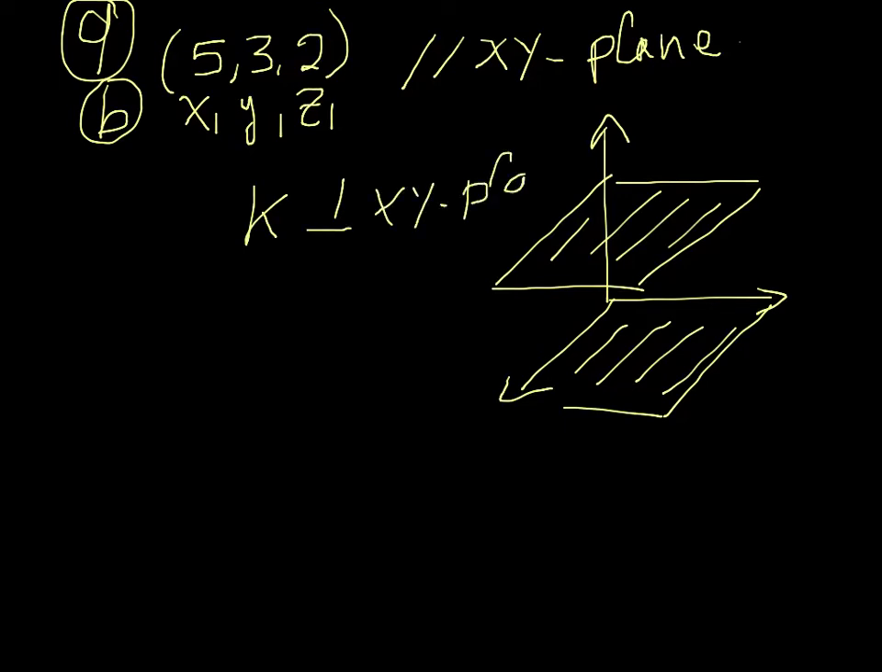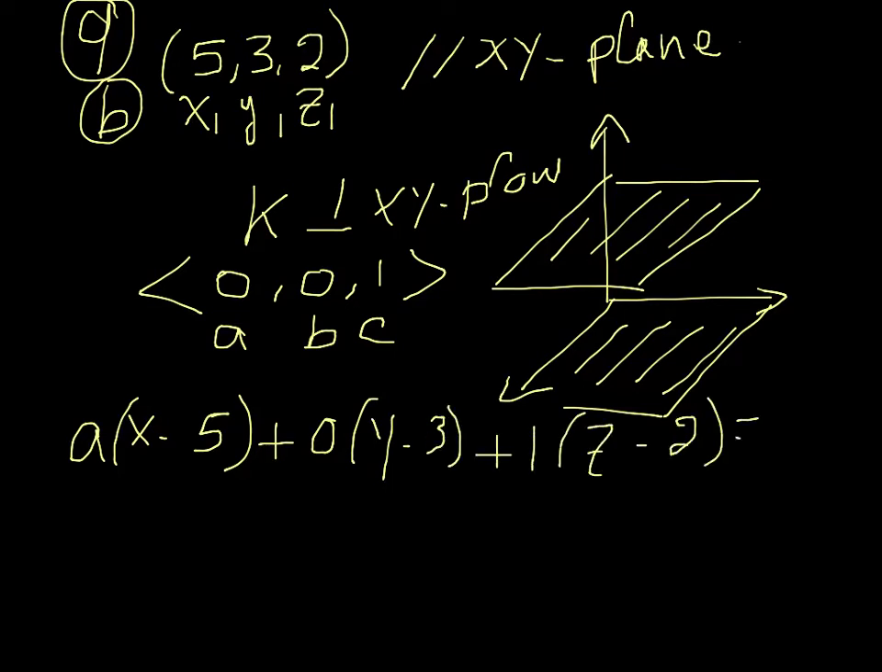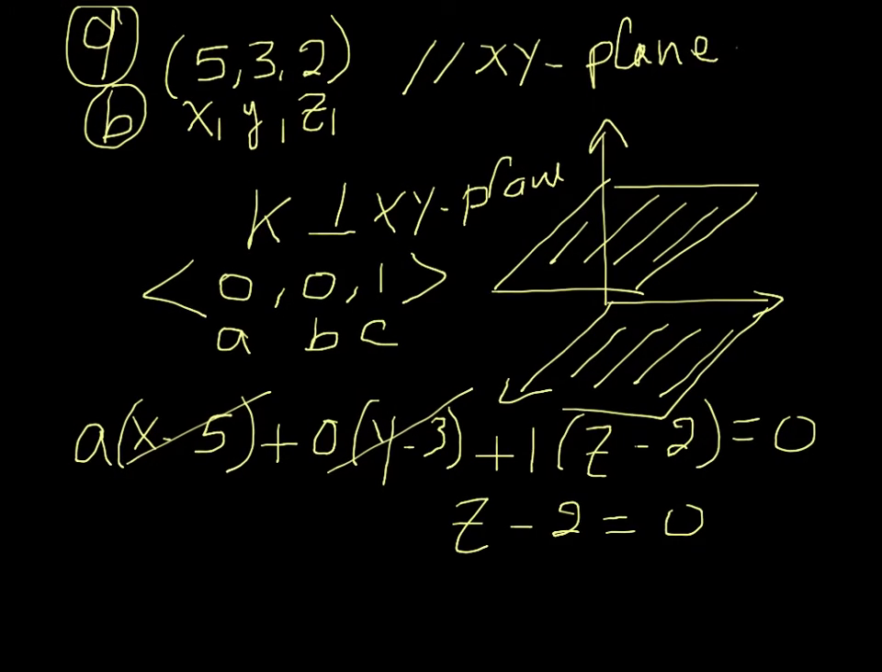And since the planes are parallel, we can say that k is parallel to our vector, which is going to be 0, 0, 1. This is going to be our A, B, C. The equation of the plane is going to be 0 times (x minus 5) plus 0 times (y minus 3) plus 1 times (z minus 2) equal to 0. This is 0, and z minus 2 equal to 0. Next, we're going to do part C.